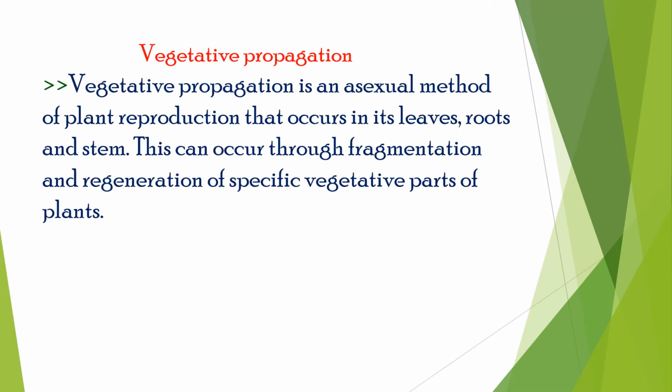Vegetative propagation. Vegetative propagation is an asexual method of plant reproduction that occurs in leaves, roots, and stems. This can occur through fragmentation and regeneration of specific vegetative parts of the plant, which can grow into a new plant. That is called vegetative propagation. In this process, there are two methods, natural and artificial.